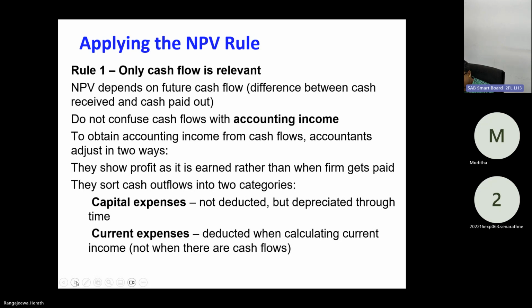Accountants adjust in 2 ways. So the profit is earned rather than when the firm gets paid. So cash outflows fall in 2 categories. Capital expenses, we do not deduct, but depreciation we deduct. Current expenses, recurring expenses, are deducted when calculating the current income, not the cash flow, on an accrual basis.